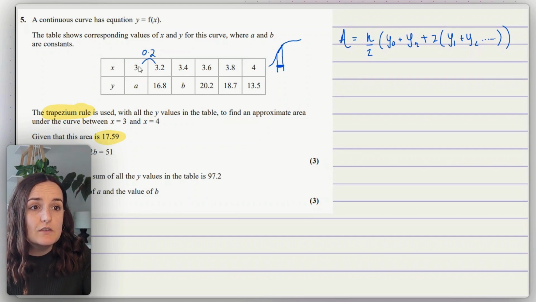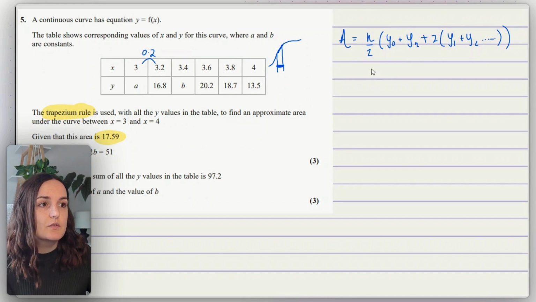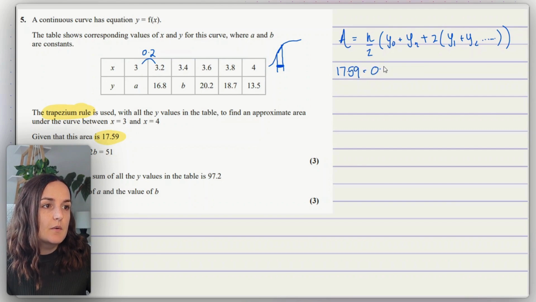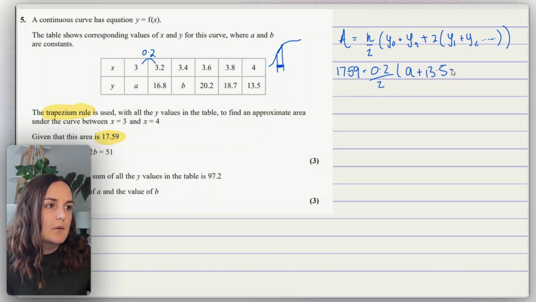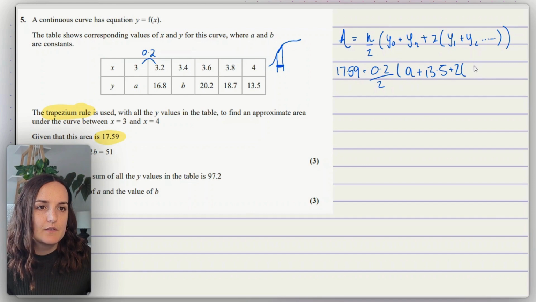But you don't need to do it. You can see this here clearly, that the gap between them is 0.2. So straight away, you can fill that in. So we've got 17.59, then we've got 0.2 divided by 2, first y value, which is a, our last y value, which is 13.5, plus 2, and then we fill in all the other values.